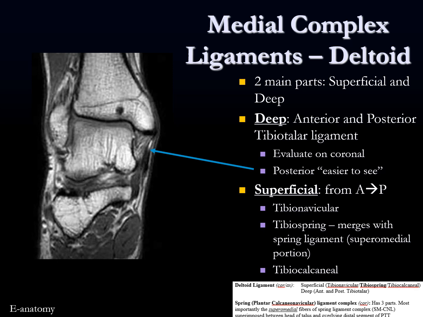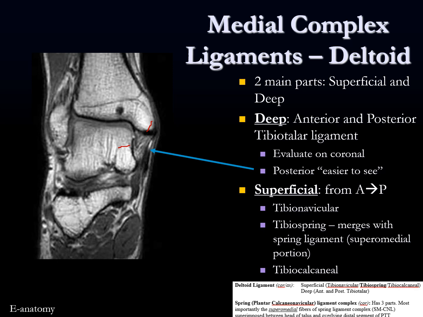You see those on coronal. They're usually pretty easy to see. This is the posterior. The posterior is the one that just seems more easy to see. You're like, oh yeah, that's the tibio-talar ligament. And then you go more anteriorly and you're like, oh, it's kind of hard to see the anterior, but that's just how it is normally. So this is the posterior tibio-talar ligament. And then at the anterior margin of that, there's also the anterior tibio-talar ligament. And that's the normal deep deltoid structures.